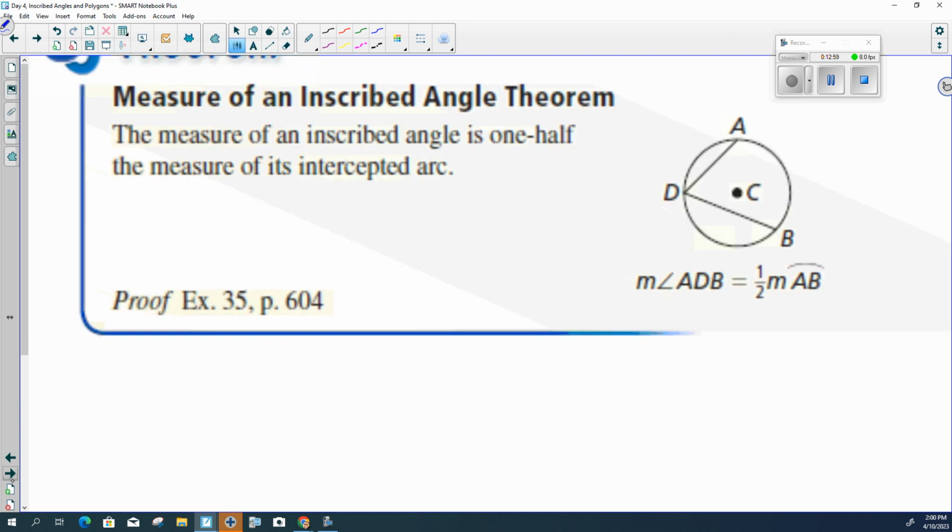Okay, this is my favorite one. This one's not easy to remember, but it's kind of fun. It's just half. So this one is on your paper. It's the fourth one down. Zara, will you read it for us? The measure of an inscribed angle is 1/2 the measure of its intercepted arc. We love that, right? That's so easy. So if the arc is 100, the angle is 50. If the angle is 50, the arc is 100.